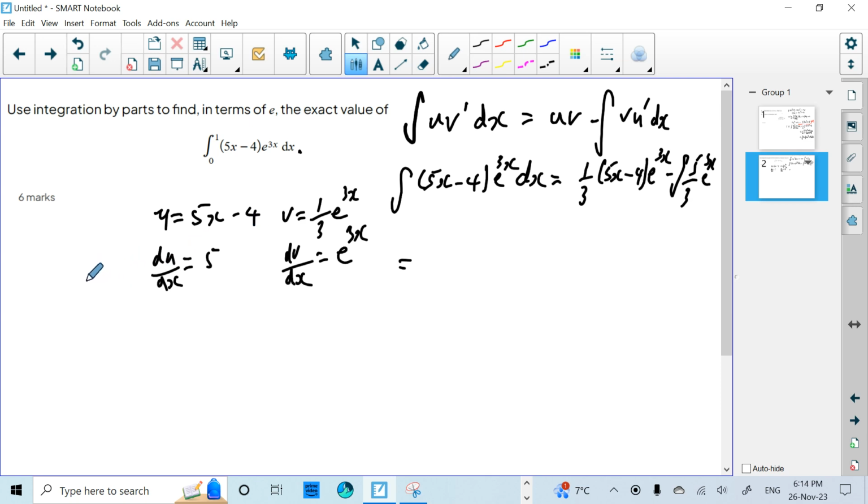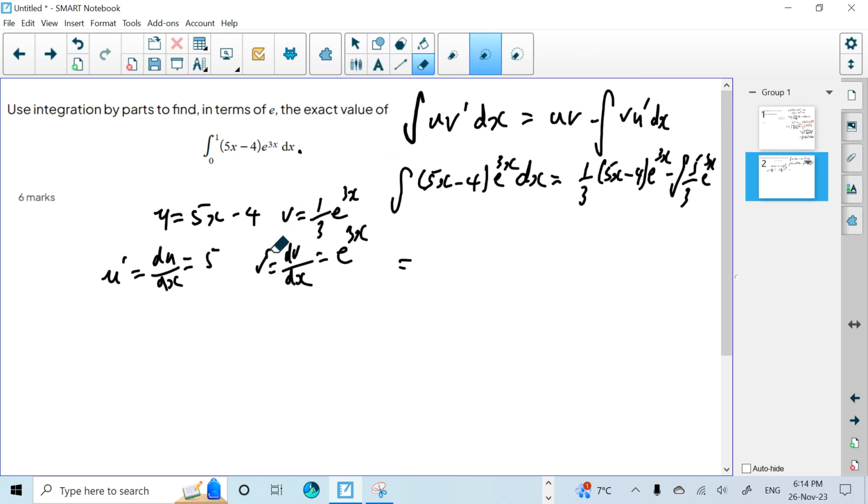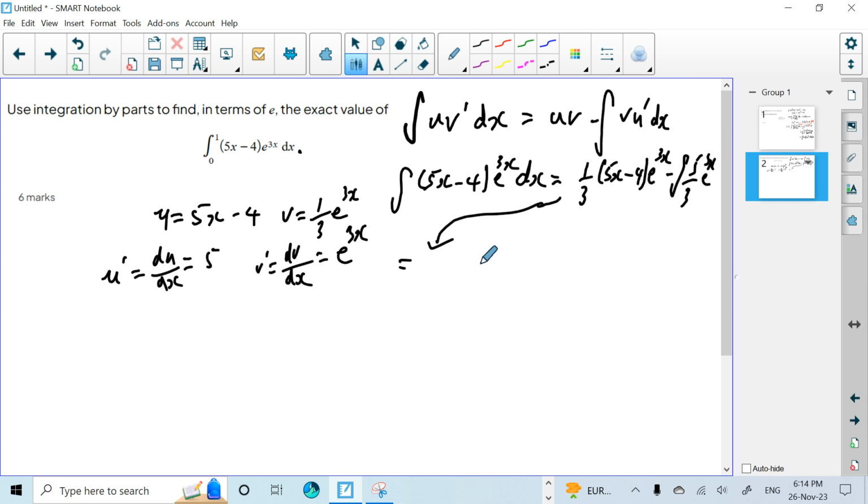And that's, of course, u prime and v prime. It doesn't look much like a prime, not to confuse you. V prime is the same as dv/dx, and u prime is du/dx. Now, going back and following on from that, we get 1/3 (5x minus 4) e to the 3x minus the integral of 5/3 e to the 3x dx.